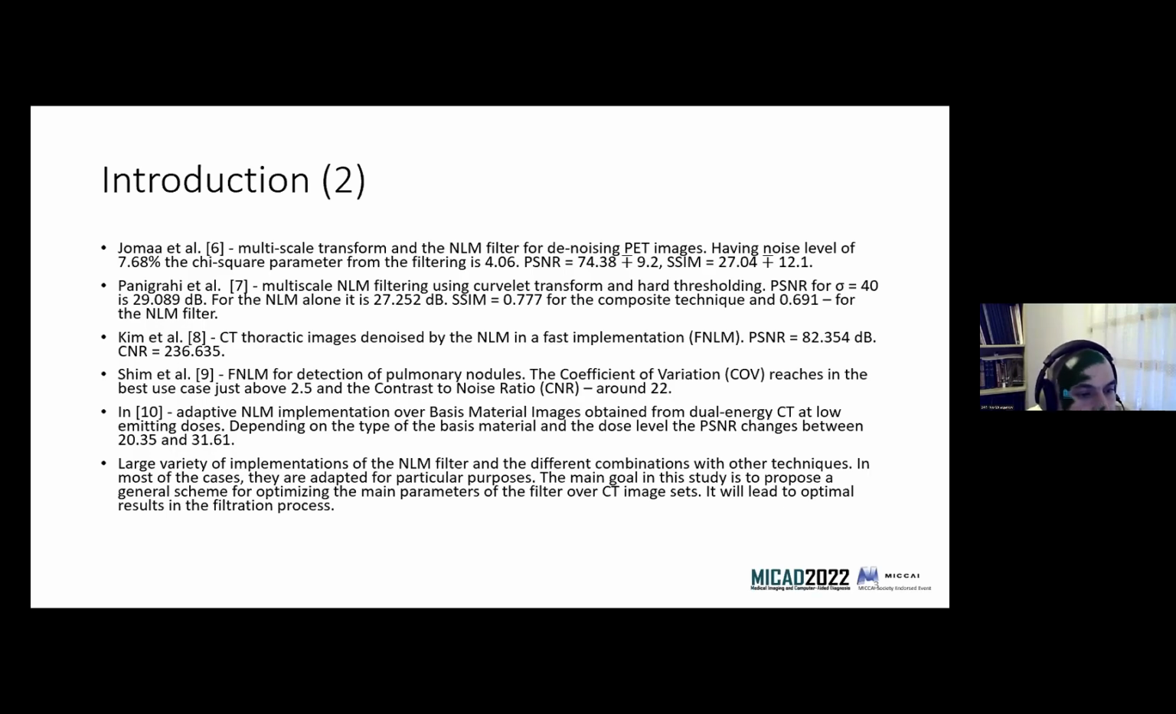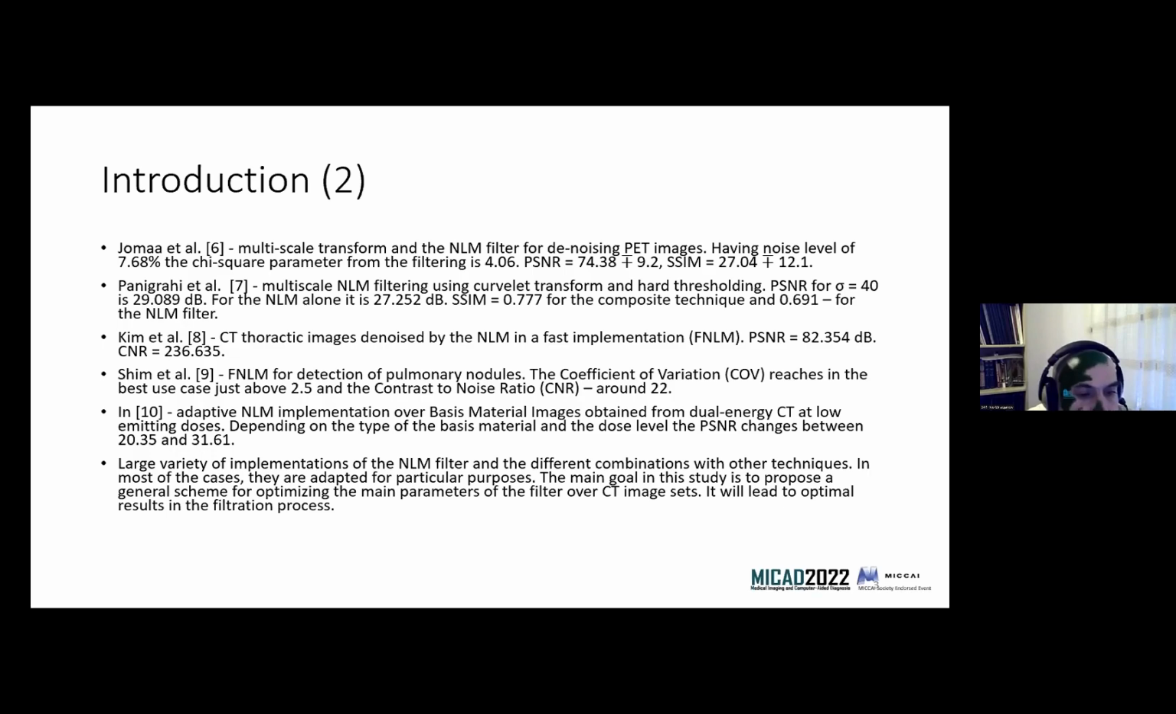The last work which we investigated prior to carrying out our tests includes the adaptive NLM filter over basis material images obtained from dual energy CAT scans at low emitting dose. Depending on the type of the basis material and the dose level, the PSNR here varies between 20 and 31 decibels. A large variety of implementations exist for the NLM filter, and different combinations with other techniques.